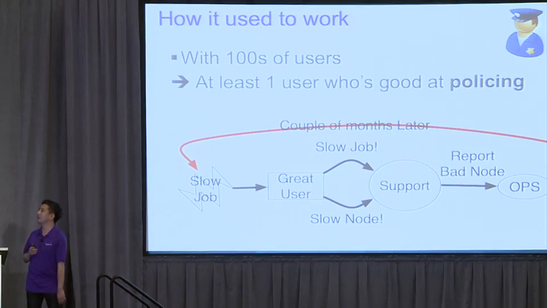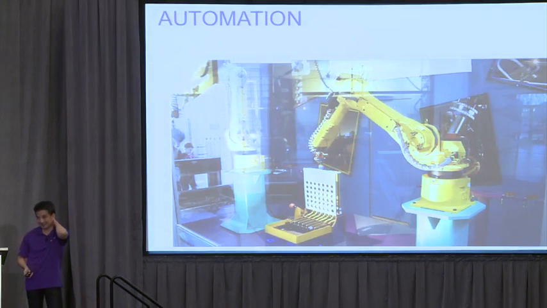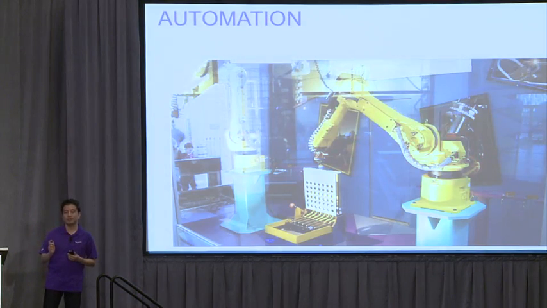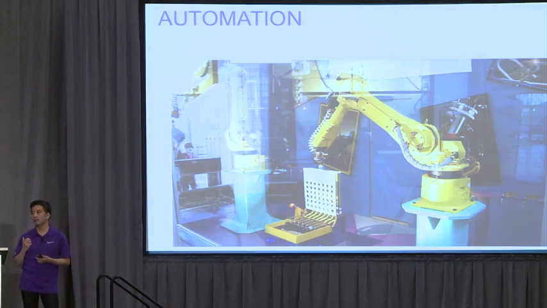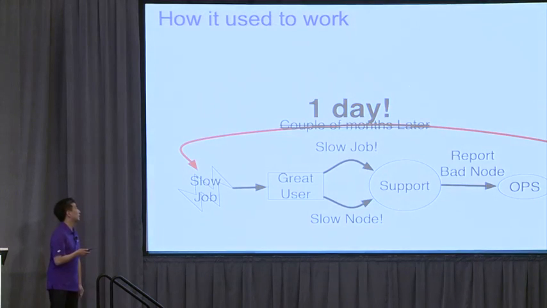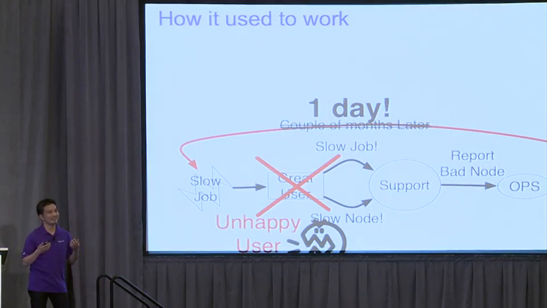Or at least it seems like it was working. Until what happened was automation. What ops started doing was, instead of manually configuring the nodes, they started scripting everything, so that you can maintain more nodes per ops, or you have fewer nodes being forgotten or going stale. Everything was good, except that this loop of a couple of months became 1 day or even a couple of hours. So now this great user is going to be unhappy.